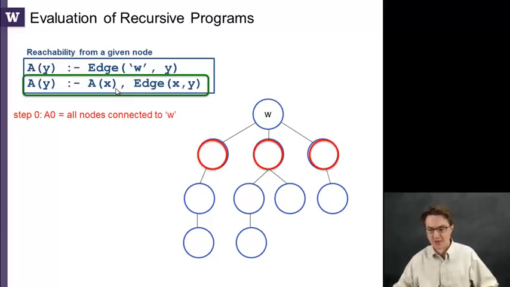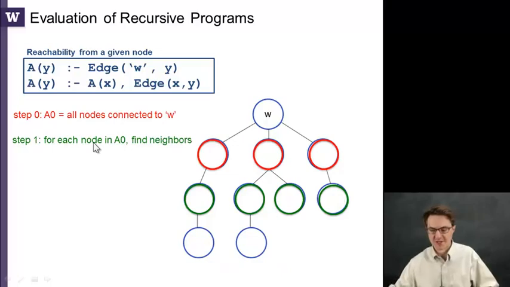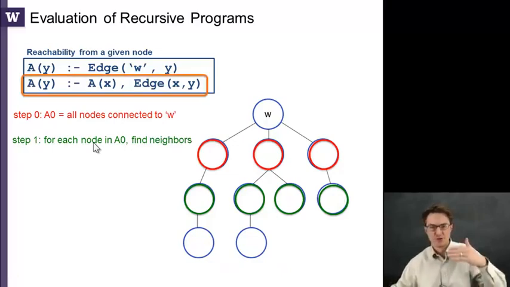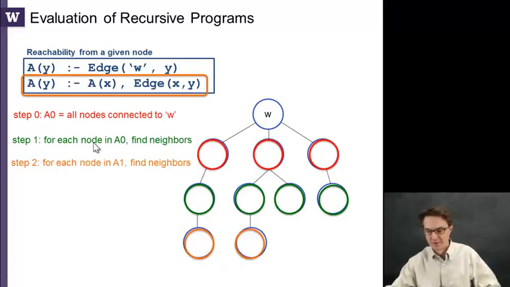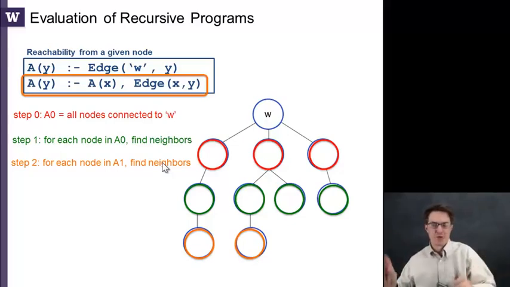Next we go to this rule, and now we have to join all the ones we've already found with the edge relation to produce a new generation of vertices. For each node in A0, find all of its neighbors. And then in step 2, we fire this rule again. For each node in A1, find the neighbors, and so on. So we keep finding more and more vertices in this graph as we go one generation away. And that's naively how we might evaluate this recursive program. That's what the meaning of this program is.